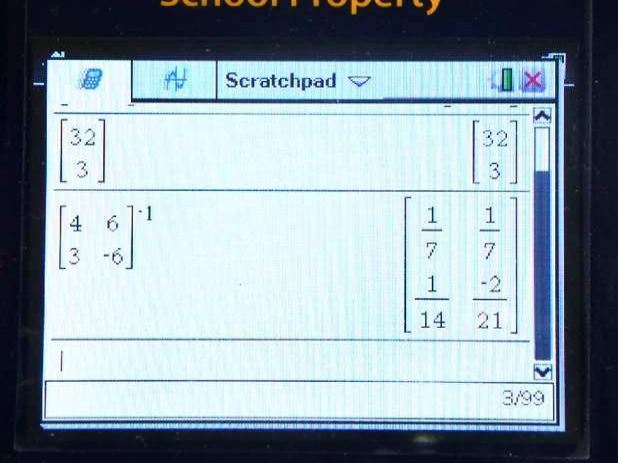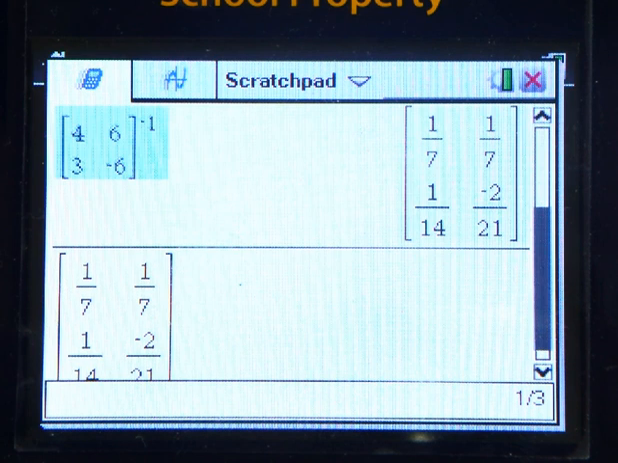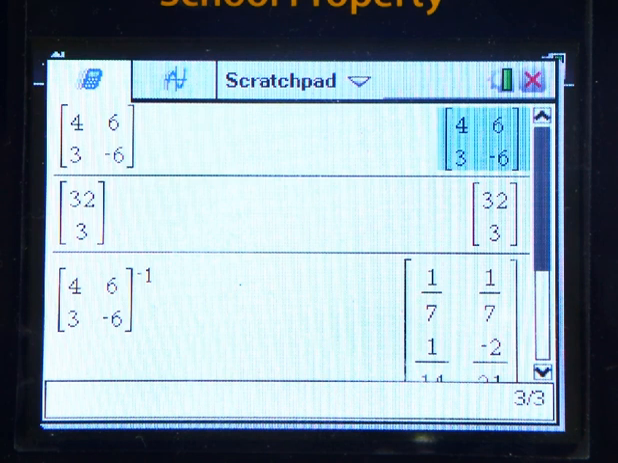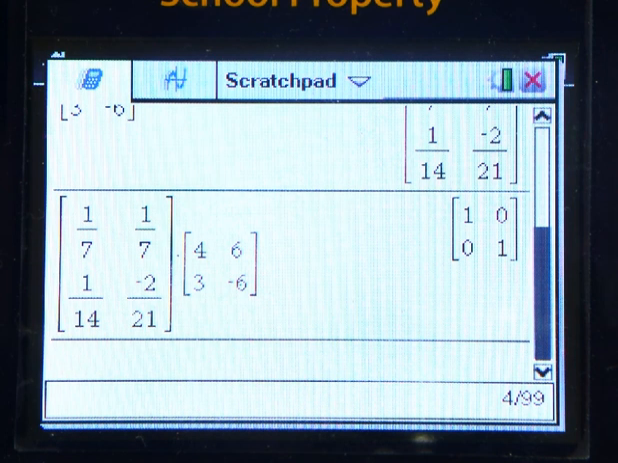Okay, now we have the inverse. Now we understand the math that we have to do here. On the left side, we multiply these two matrices together, and we wanted to find the identity matrix. So that's what we're going to do here. We're going to take the inverse matrix that we just found, this guy, and multiply it on the left times the original matrix here, and press enter, and we get the identity matrix.